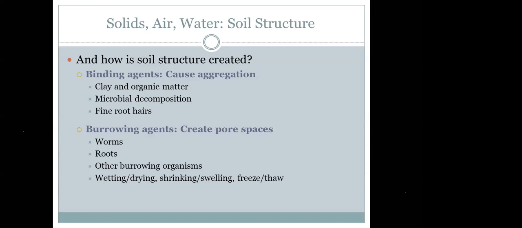If all we had were binding agents, though, every soil would be massive. Everything would just be one big solid brick of soil. So you also need burrowing agents to create the pore spaces that separate one ped from its neighboring ped. So what are some of these burrowing agents? Well, of course, worms is probably the one that comes originally to mind, and they are excellent burrowers, excellent diggers. The plant roots themselves are burrowing agents. They wouldn't be so great if the root just kept growing and never died, but roots are constantly sending out new growth, and some of that growth dies. And when it dies, the dead plant root decomposes, and what's left behind is an open burrow.